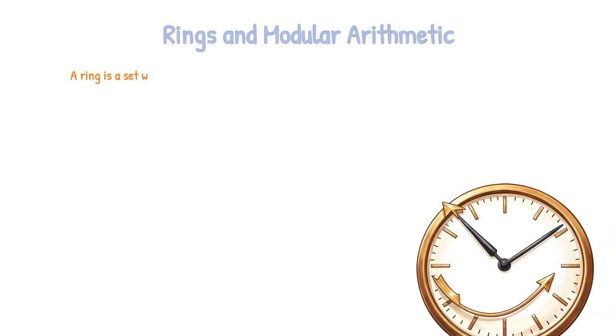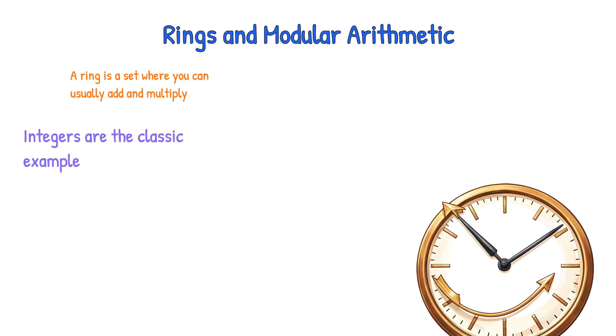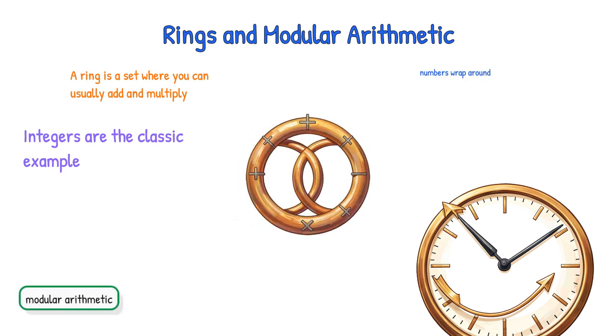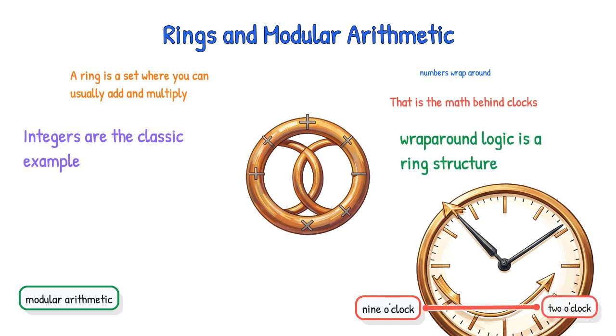Next are rings. A ring is a set where you can usually add and multiply. Integers are the classic example. Why are rings useful? Because they let us study arithmetic in more flexible settings like modular arithmetic where numbers wrap around. That is the math behind clocks. If it is 9 o'clock and you add 5 hours, you get 2 o'clock. That wraparound logic is a ring structure.